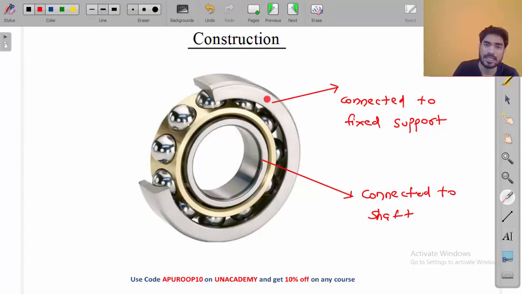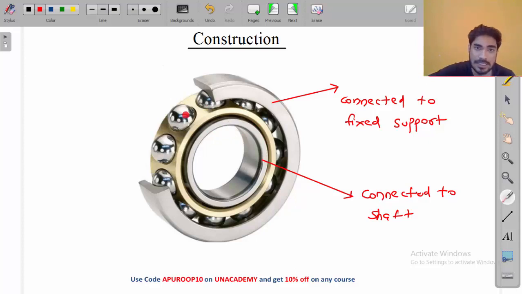In between the inner race and outer race, there are balls, my friend. Why? So that their contact will become rolling contact. If you directly connect them, then it will be sliding contact. In a sliding contact bearing, there is nothing between these two races. Here we have put balls, so there will be rolling contact. When the inner race rotates, the outer race is fixed and the balls will start to roll.